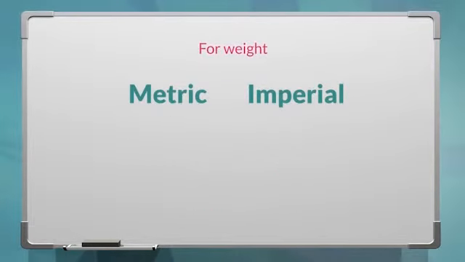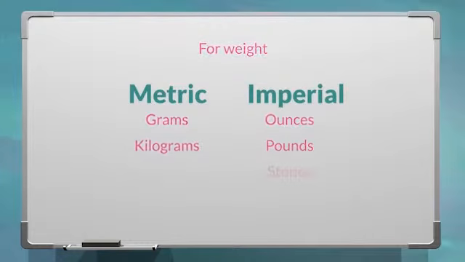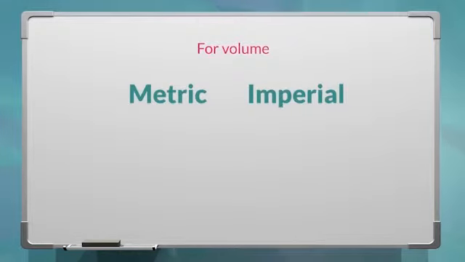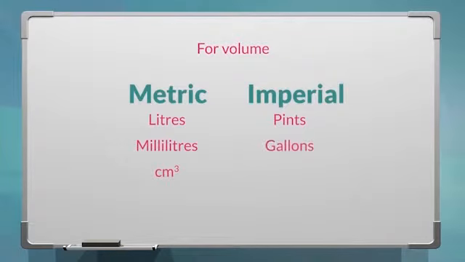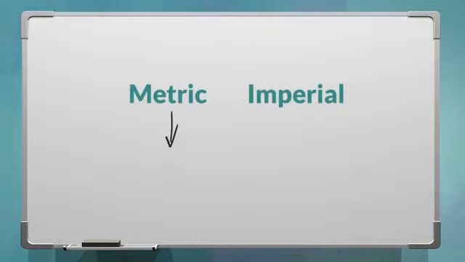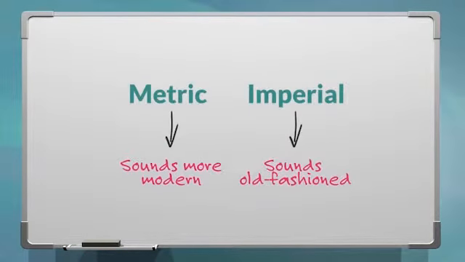For weights, metric weights are grams and kilograms. Imperial weights are ounces, pounds and stones. For volumes, metric volumes are litres, millilitres and centimetres cubed. Imperial volumes are pints and gallons. It's important to remember which types are which. Metric units tend to sound more modern, whereas imperial units tend to sound more old-fashioned.